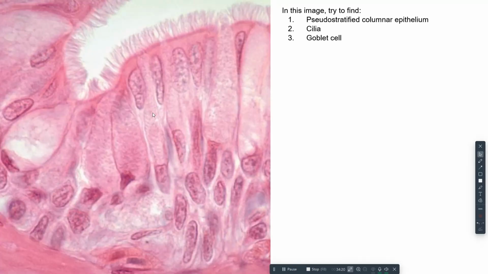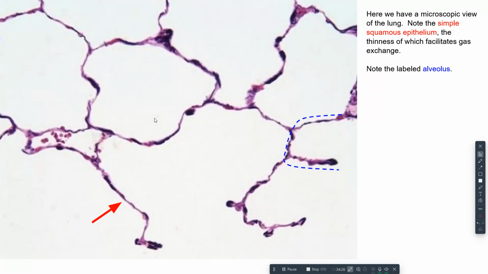Here's another one. See if you can find everything in here. Also a good picture. And now this is the lung. So in my lung, notice that I see simple squamous epithelia, the thinness of which is so good for gas exchange. And a C-shaped structure like this is an example of an alveolus, which are the little sites of gas exchange. Got a blood vessel over here as well. Of course, you need blood vessels for gas exchange.